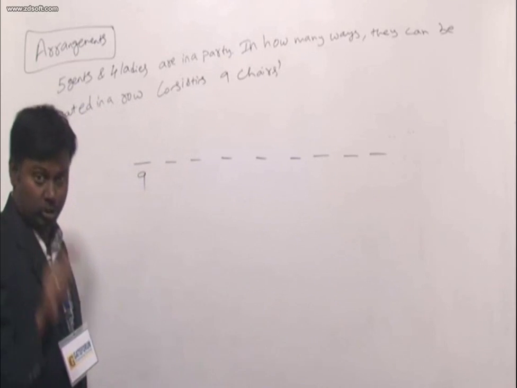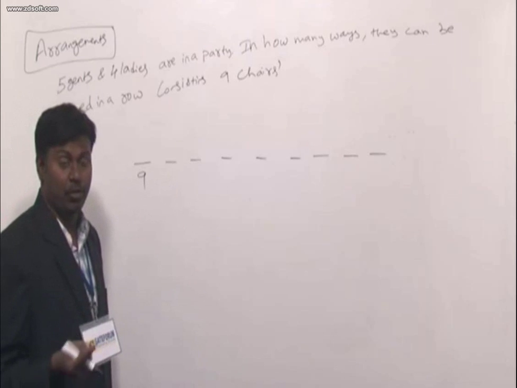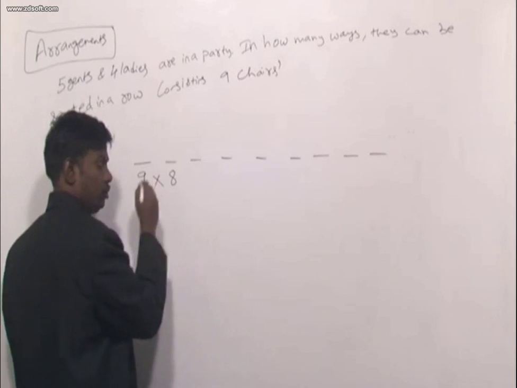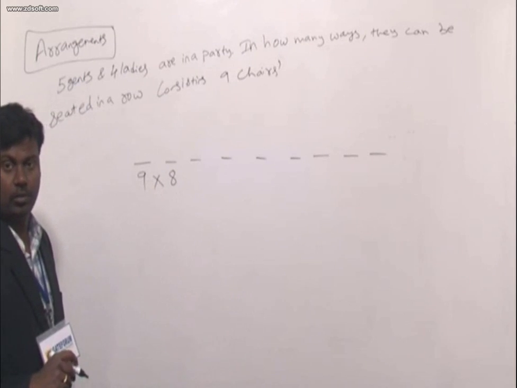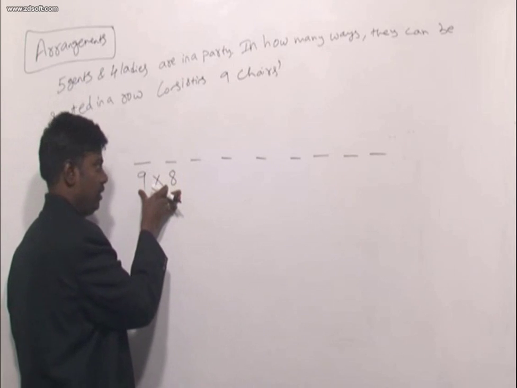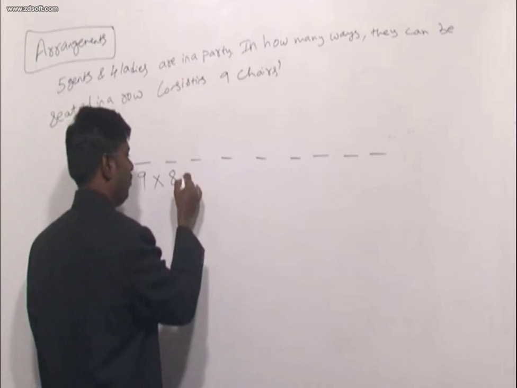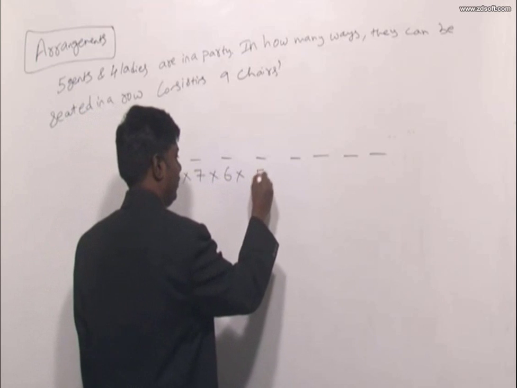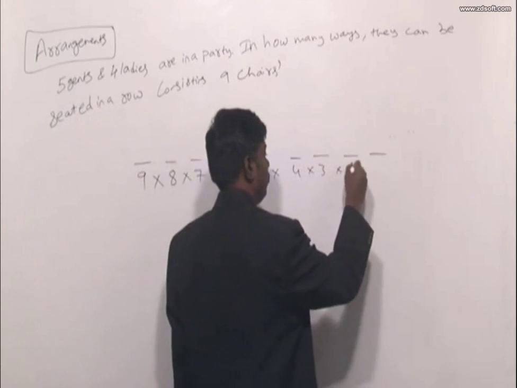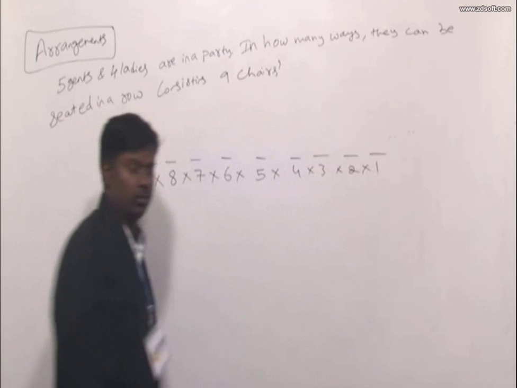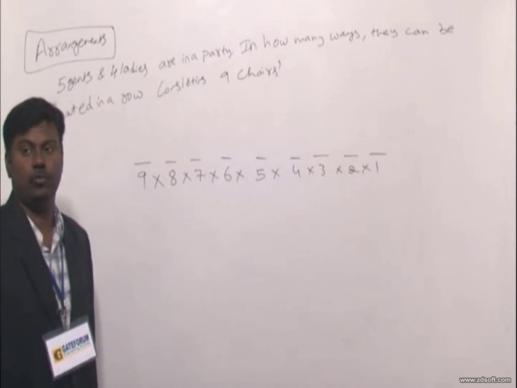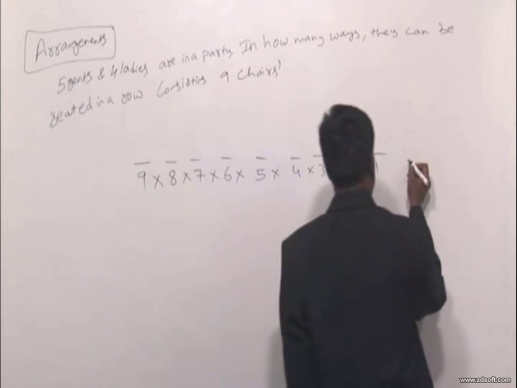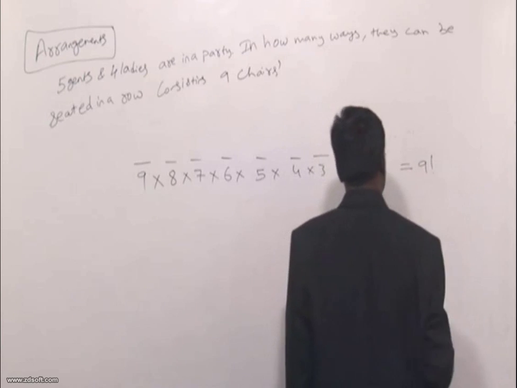For each of those possibilities, in the second chair, any one of the remaining 8 people can be seated in 8 ways. So, put together, for each of those 72 possibilities, in the third chair, any one of the remaining 7 people can be seated. Therefore, the total number of possibilities is 9 into 8 into 7, similarly into 6, into 5, into 4, into 3, into 2, into 1. Right? This we call factorial. 9 factorial ways.